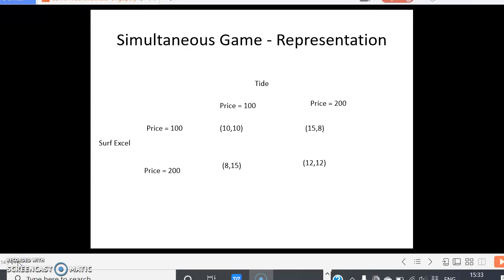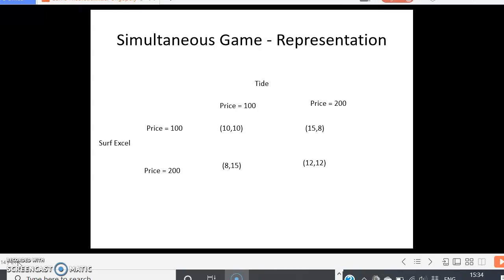Simultaneous games like the one we have just described are represented in the form of a matrix. And in front of you, there is a matrix. We have these two companies, Surf Excel, which is represented row-wise, and Tide, which is represented column-wise. They have two strategy choices. They can price their product low, which is, let's say, equivalent to 100, or they can price their product high, which is, let's say, equal to 200. The figures in parentheses are the outcomes, or what we call in game theoretic language, the payoffs.